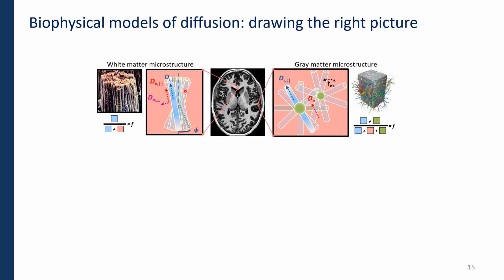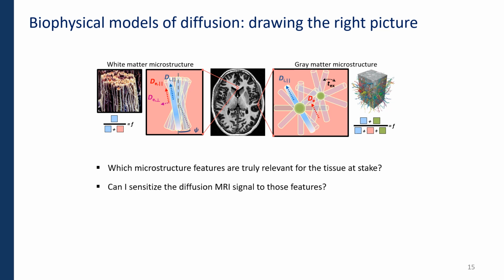So this is now we start having, for example, biophysical models that are specific to white matter, some that are specific to gray matter, and of course the same for other tissues in the body. And then we have to go through a certain number of processes. The first one is which microstructure features are truly relevant for the tissue at stake. Essentially, what features do I retain in my simplified sketch here? Can I sensitize the diffusion MRI signal to those features? If I cannot, possibly they should not be a part of my model. And finally, can I reliably estimate all the model parameters from the data? So let's see how we fared with each of these steps when it came to white matter modeling.